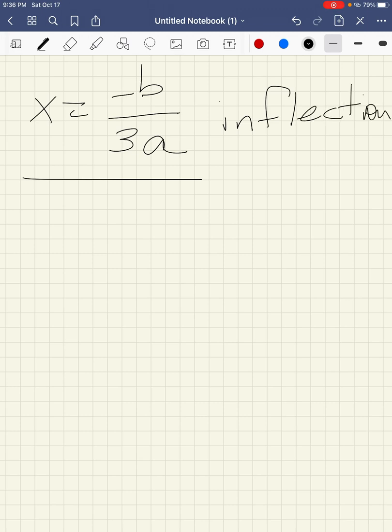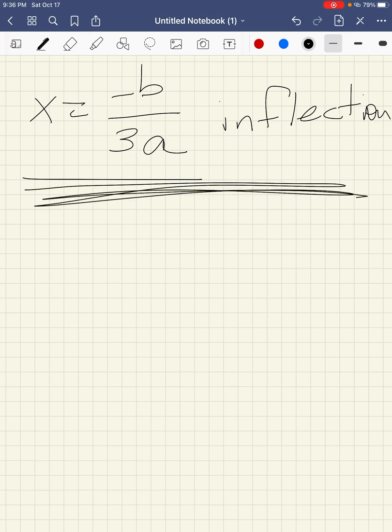Now, a point of inflection is a point where the graph changes from concave up to concave down, which we will cover later on when we get to concavity. But this you need to remember: x equals negative b over 3a. That's the x value of a point of inflection.